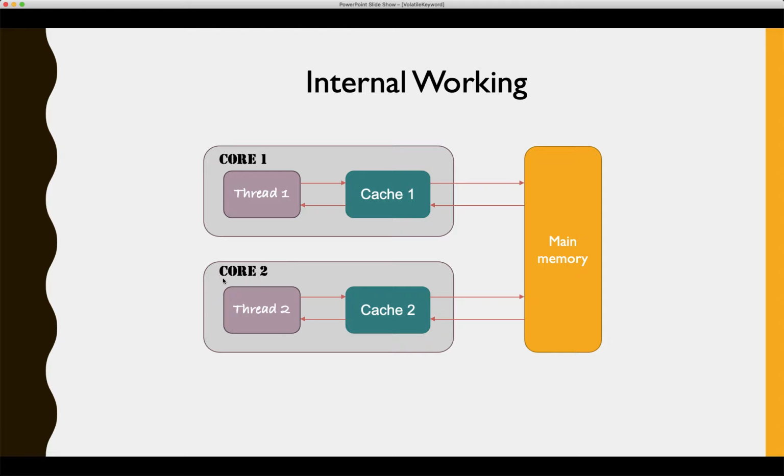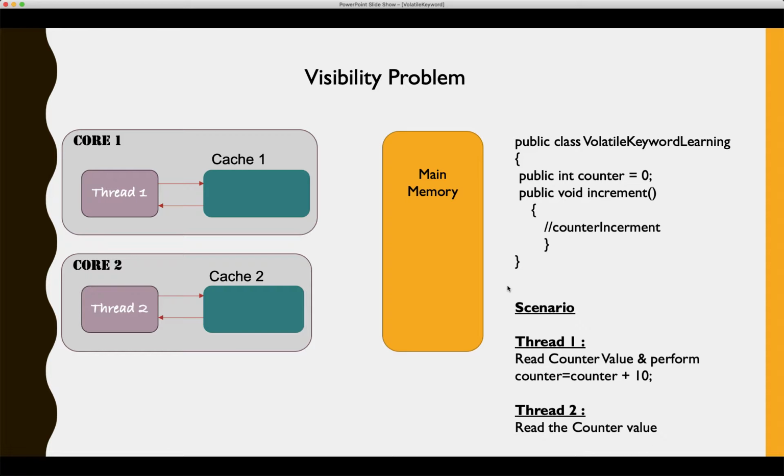Now both my core 1 and core 2 have their internal cache memory. My thread 1 always interacts with cache 1, and cache 1 interacts with the main memory. Similarly in core 2, thread 2 interacts with cache 2, and cache 2 interacts with the main memory. So here I have taken one example of a visibility problem. First we will learn what the visibility problem is and how to solve it.